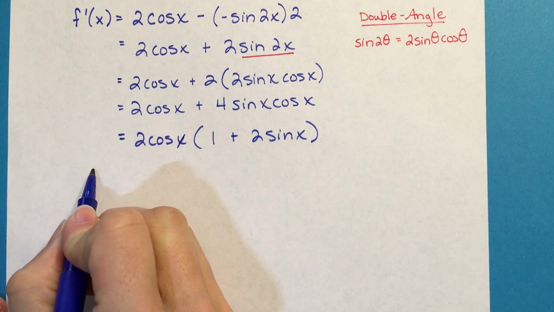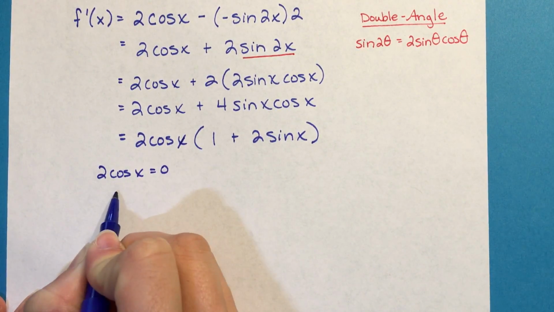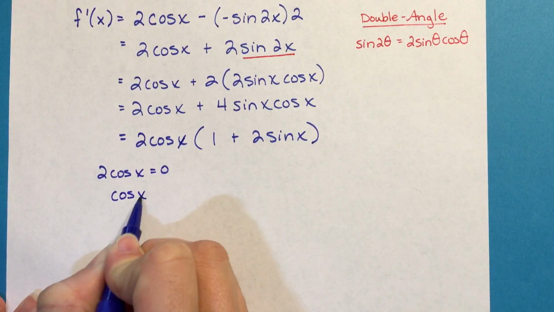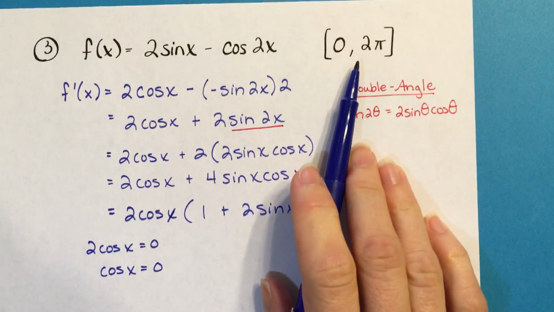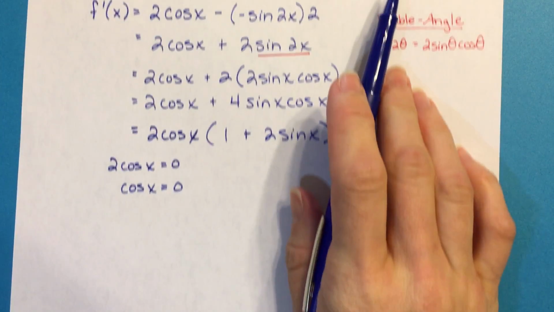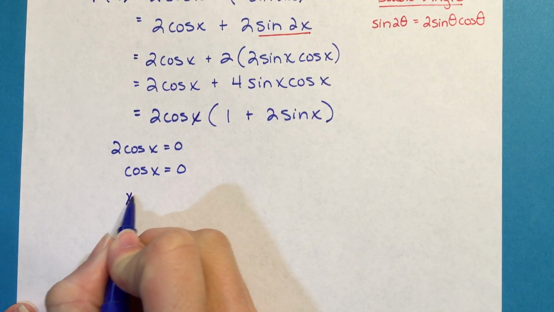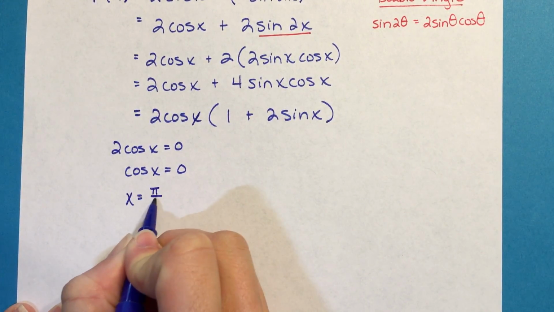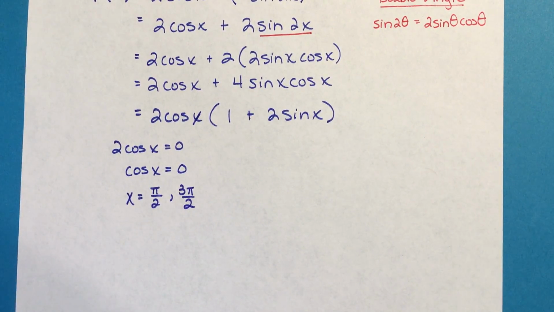Okay, so if you set your 2 cosine x equal to 0, of course divide by 2, you just get cosine x equals 0. Now, we're only looking at our closed interval from 0 to 2 pi, which is just your basic rotation. But cosine is going to be equal to 0 at pi over 2 and at 3 pi over 2. So I actually get 2 values from just that right there.